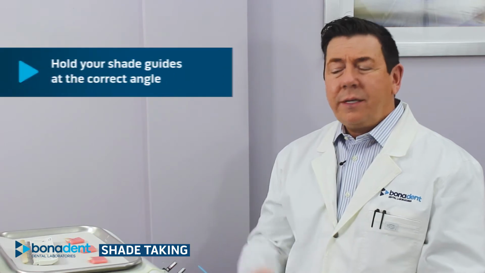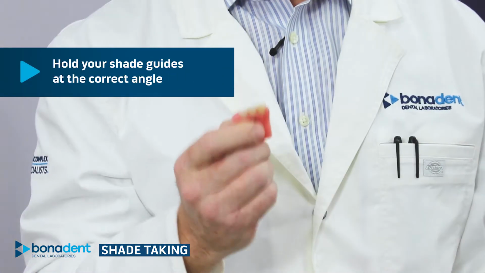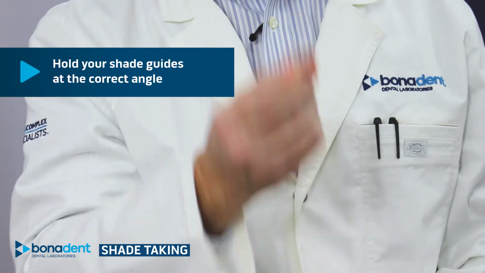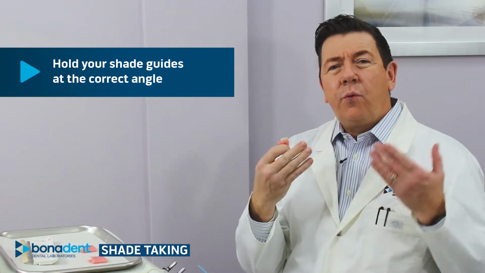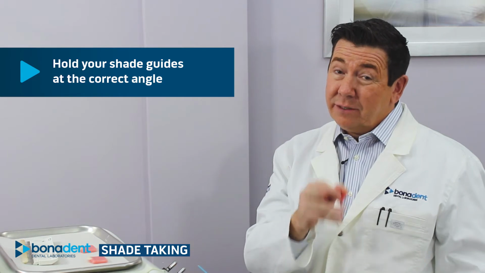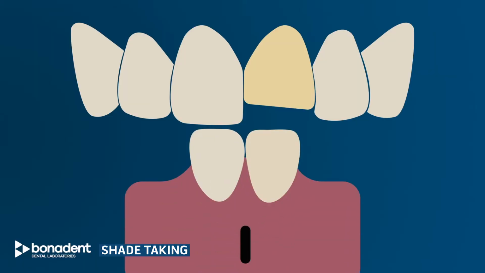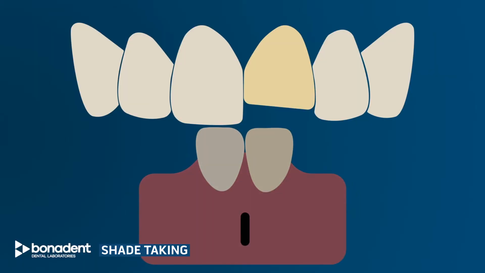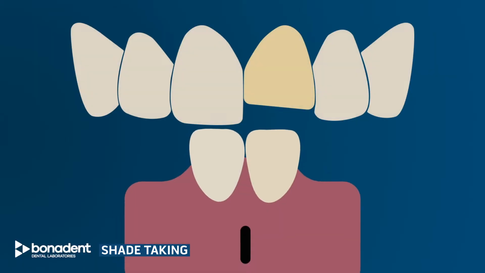Secondly, you want to make sure that the angle of the shade tab is on the right plane. It's important to take the shade tab, retract the lips, and put it under the tooth that you want to match. So important. A lot of doctors will put them underneath the tooth that they don't want to match, that they're actually replacing. Put it under the one you want to match, on the same plane, directly under the incisal ledge.